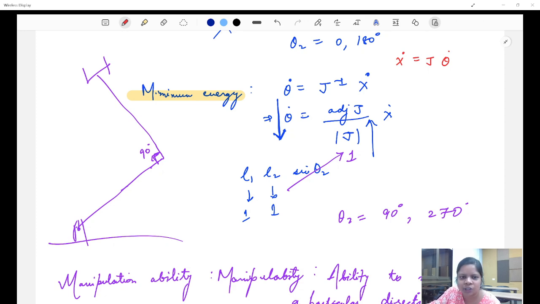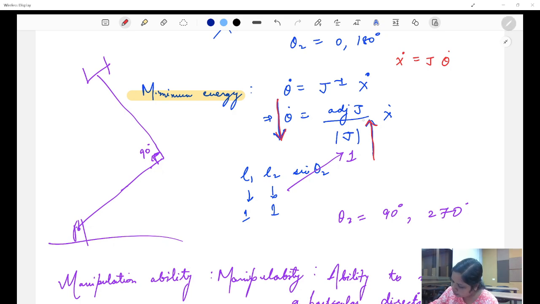For minimization of energy, what do we actually want? We want the motors to dissipate as little energy as possible. That means we want to lower the RPM. We want as little joint velocity as possible. So if you minimize the joint velocity, the only way left is to maximize the determinant, and then you will automatically experience a drastic fall in joint energy consumption.